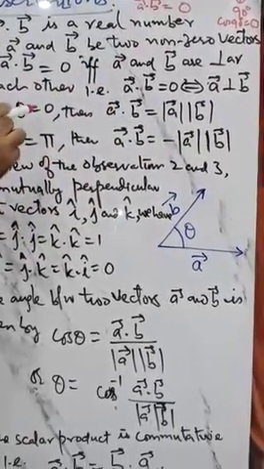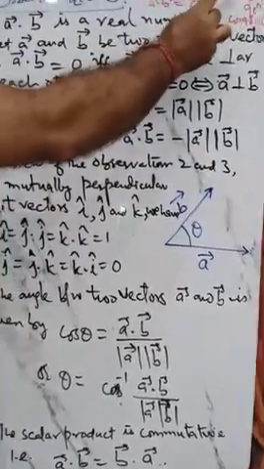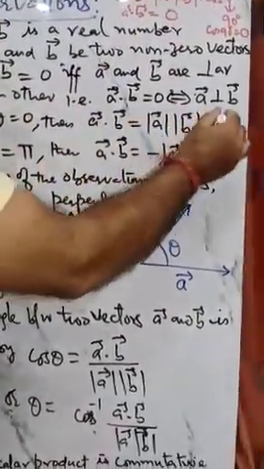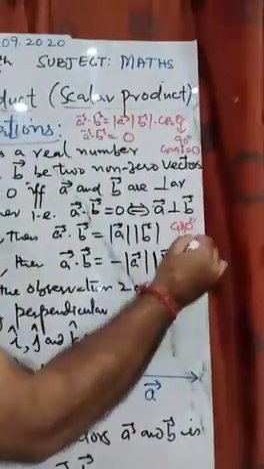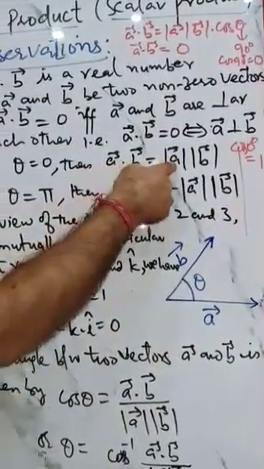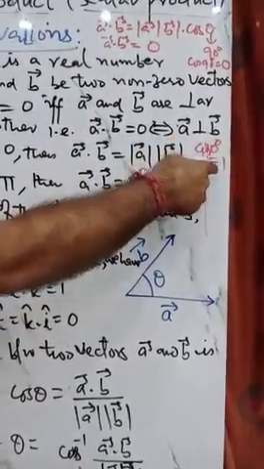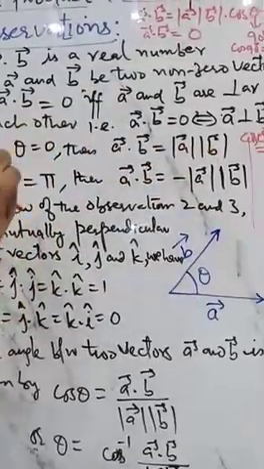Third, अगर थीटा 0 हो गया, थीटा 0, तो cos 0 डिग्री is equal to 1. cos 0 डिग्री होता है 1 के बराबर. सो cos 0 अगर 1 हो गया तो A dot B, magnitude A into magnitude B into cos theta, but cos 0 is 1, तो ये magnitude A into magnitude B ही रहेगा.